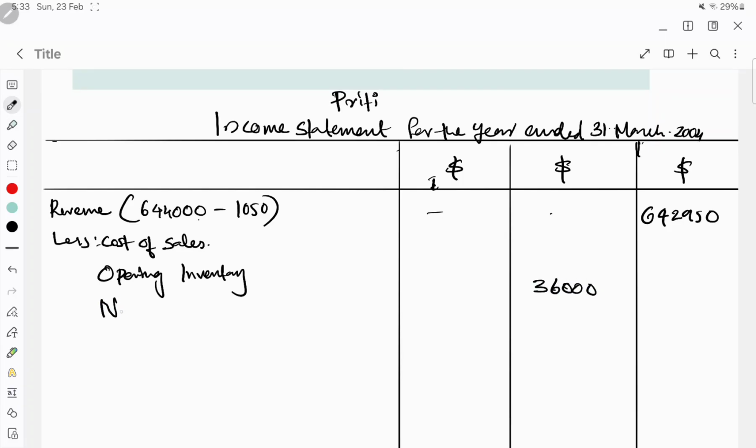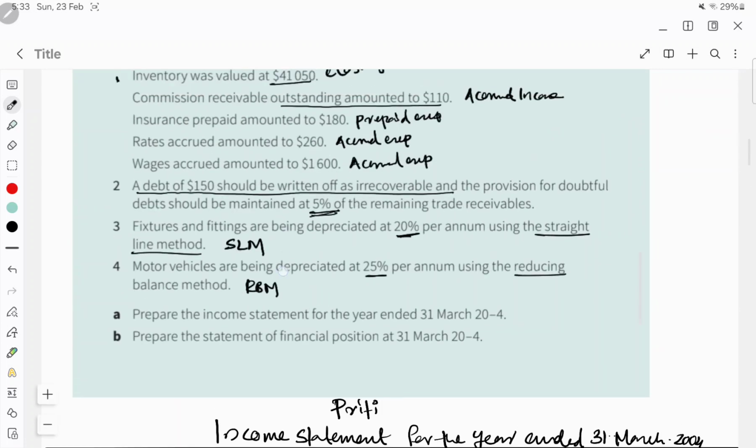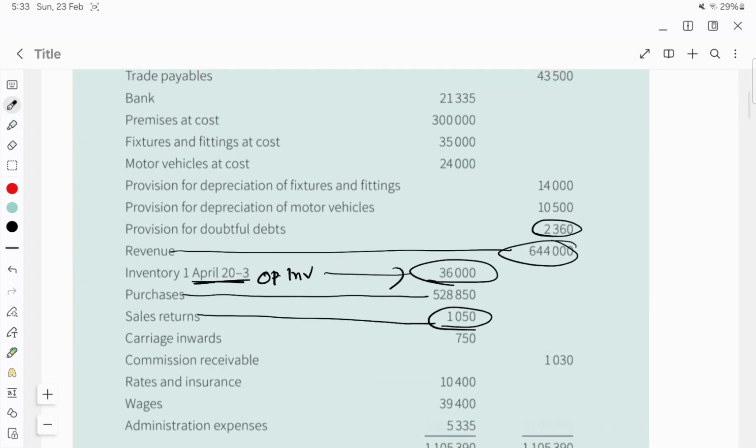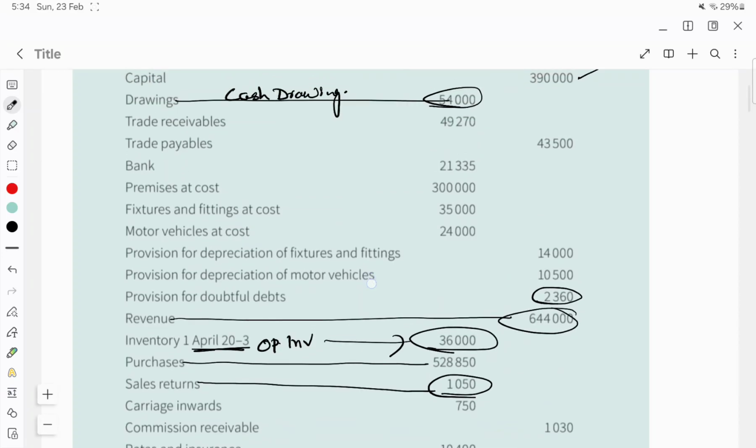Then net purchases, calculation of net purchases. Okay, so net purchases means net purchases, you can write here purchases. Purchases minus purchase return. So how much is purchases here? Check the trial balance. Purchases is 528,850. Okay, then purchase return also you need to check.